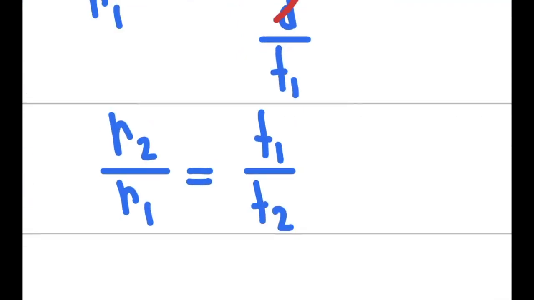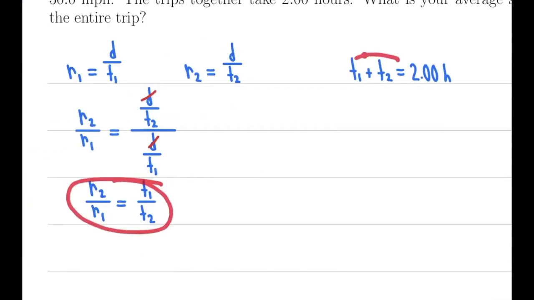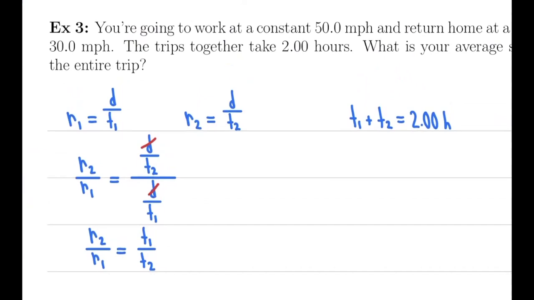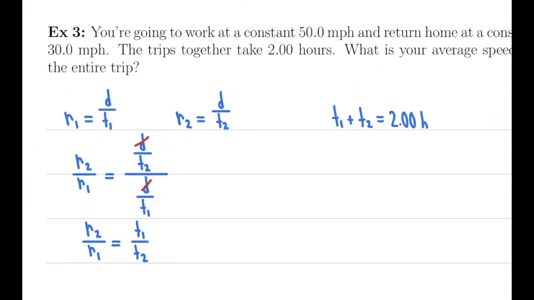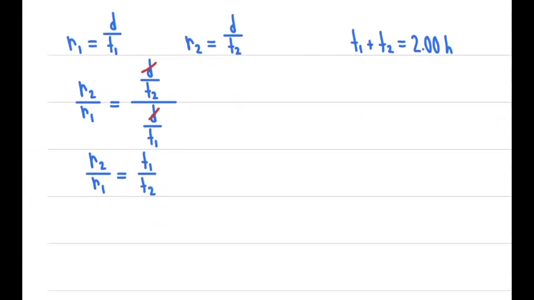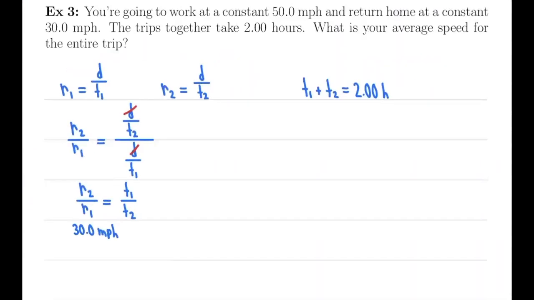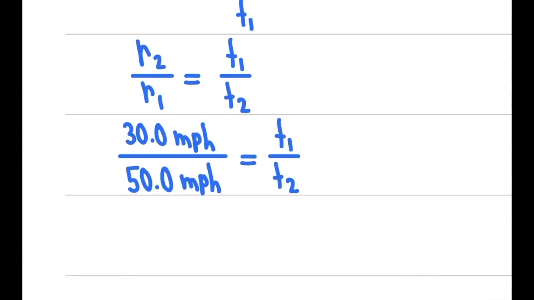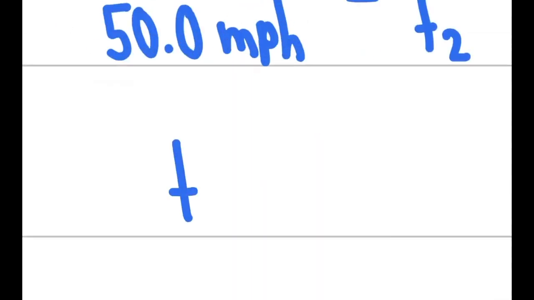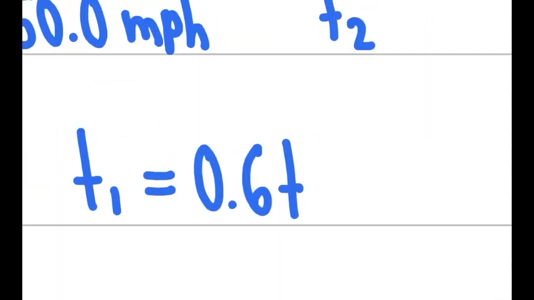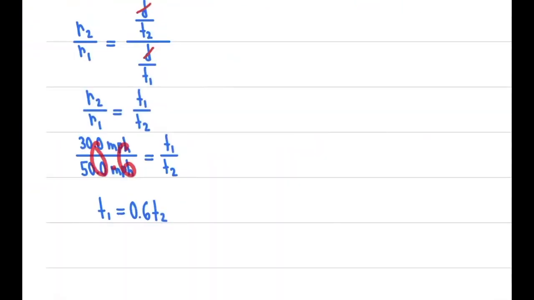So this is good. Now we have two equations with only T1 and T2 in them, because we know R1 and R2. R2 is going back home, so that's 30 miles per hour. And R1 is going to work, so that's 50 miles per hour. So 30 over 50, that's 0.6. I'll multiply both sides by T2, and you'll get T1 equals 0.6 T2.